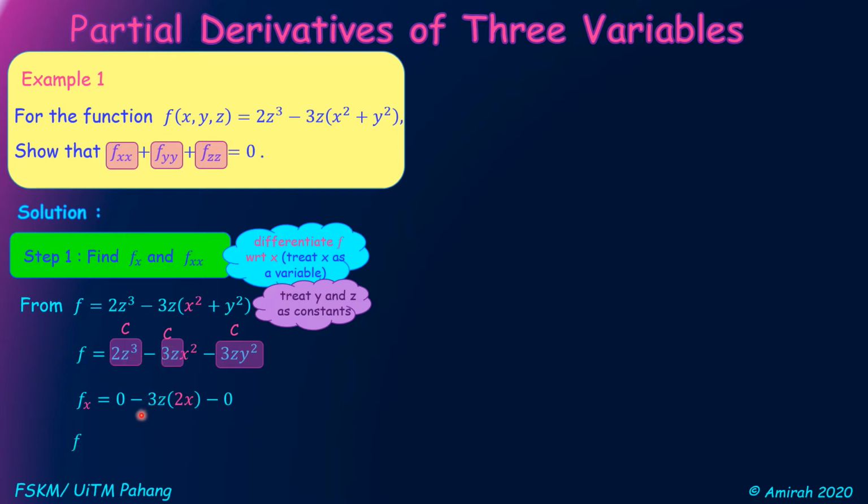After that, we simplify. We multiply here, so we get fx equals negative 6xz. This is our fx.